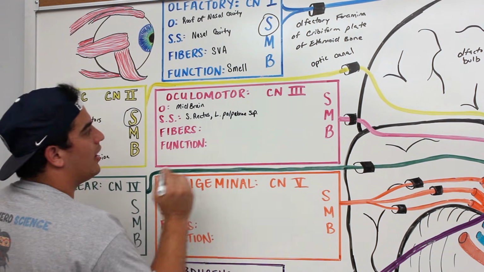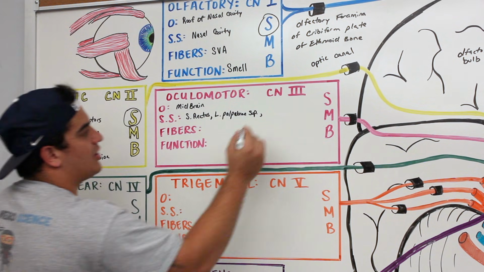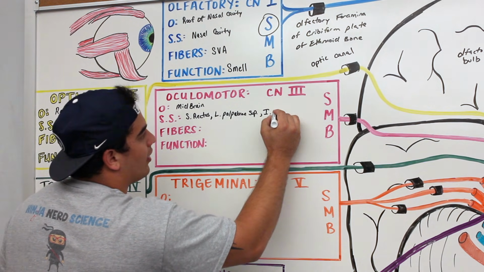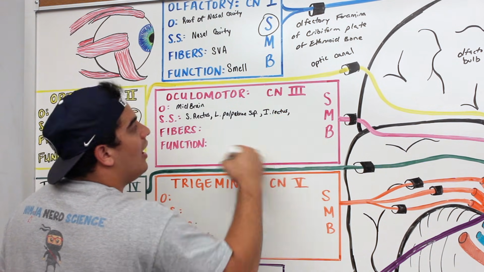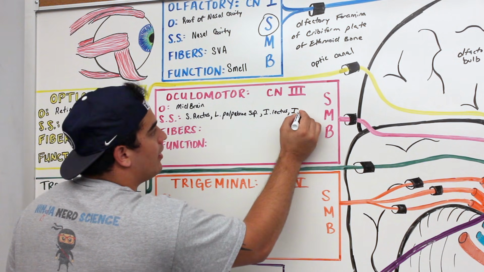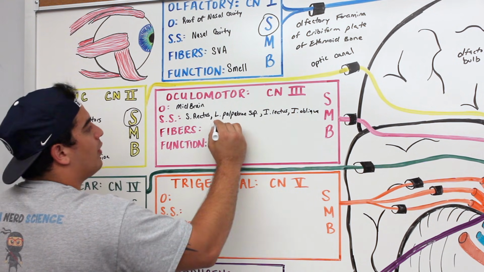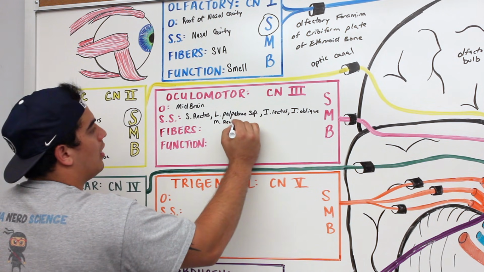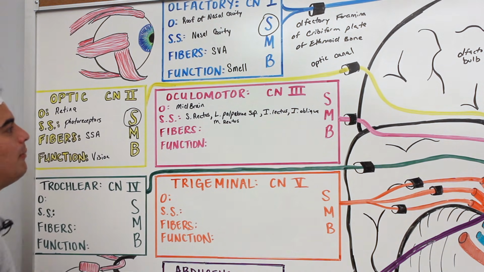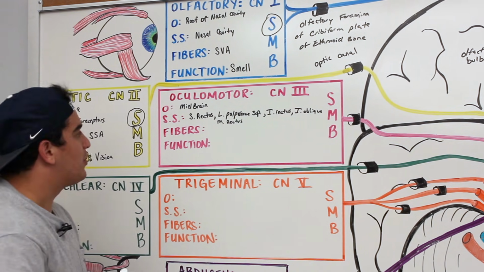superioris, okay? Another one that it's going to supply is called the inferior rectus. Another one is going to be the inferior oblique. And another really important one is going to be the medial rectus. But we're not done, because you want to know what's really interesting?